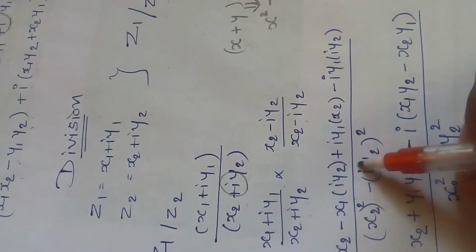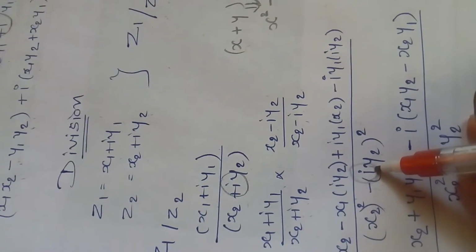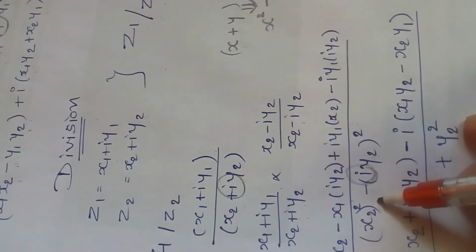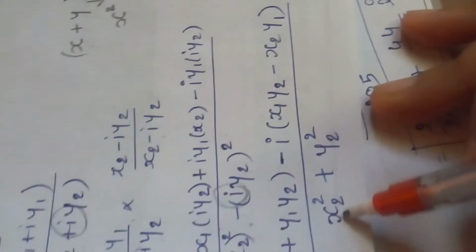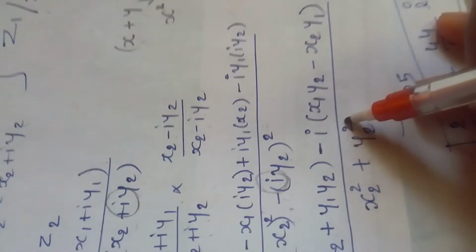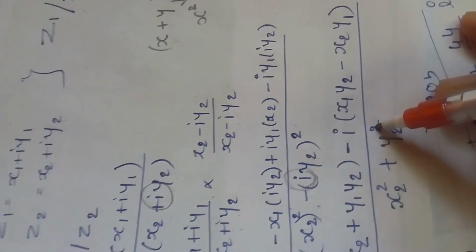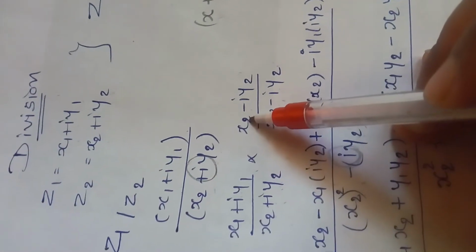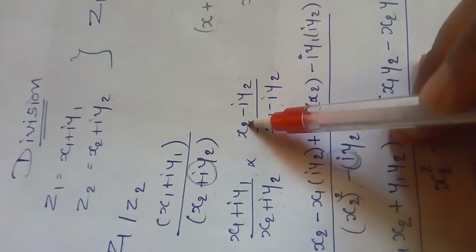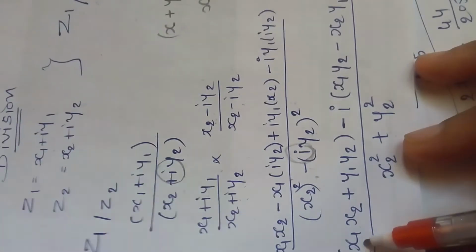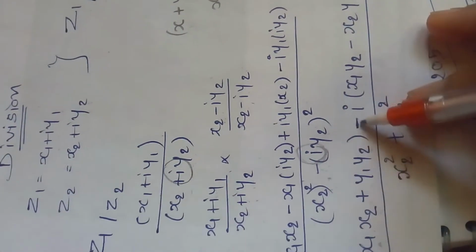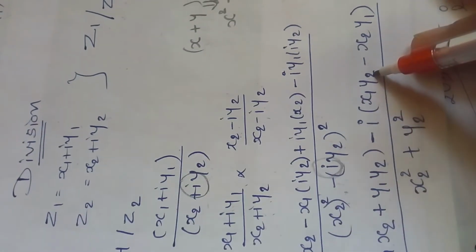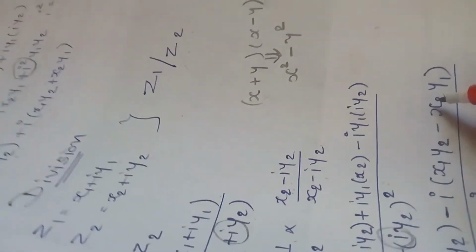Here again i will be squared, so this will result in a real part and it will become x2 square plus y2 square. The numerator has a multiplication that we already learned before. The answer will be x1 x2 plus y1 y2 plus i(x2 y1 minus x1 y2). Now let's learn some examples of multiplication and division.